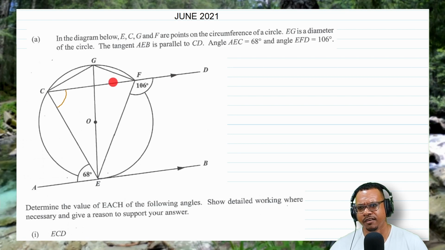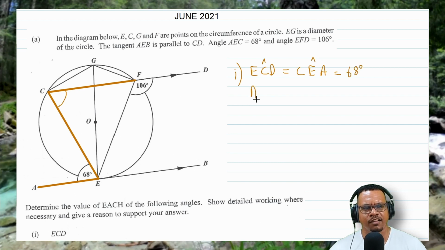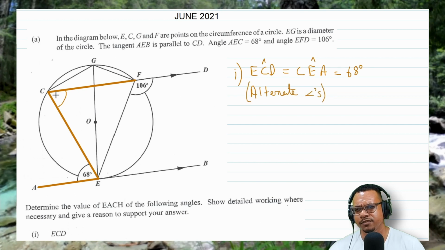Now, if you look carefully, we have parallel lines, and anytime we have parallel lines, look out for alternate or corresponding angles. Okay, and we can clearly see we have our parallel lines here, and we have this Z being formed here. So these two angles, they are alternate, so they are equal to each other. So for part 1, we'll have angle ECD is equal to angle CEA, which is 68 degrees. And my reason, alternate angles. All right, so here is 68 degrees.